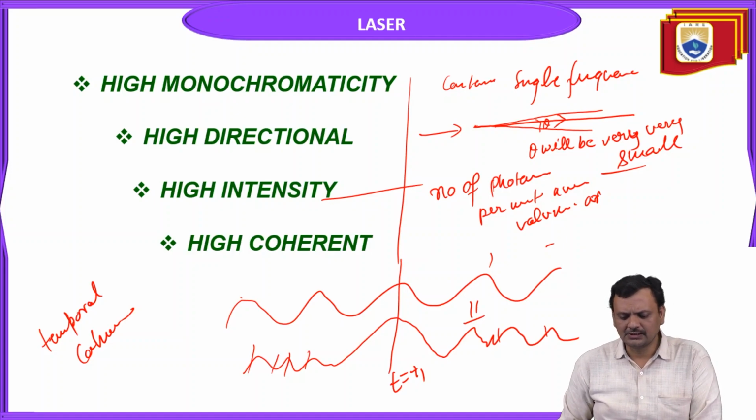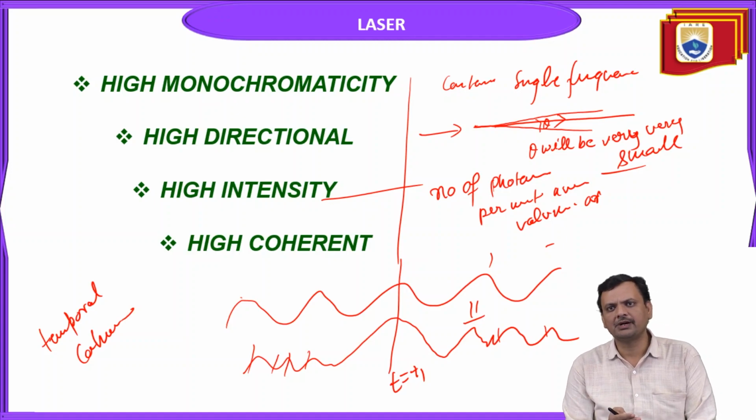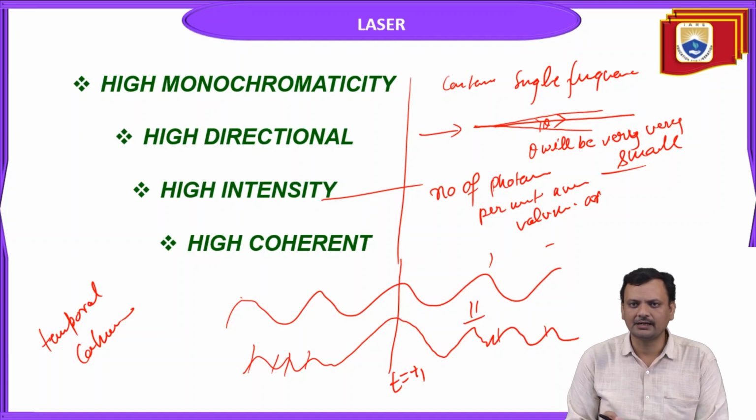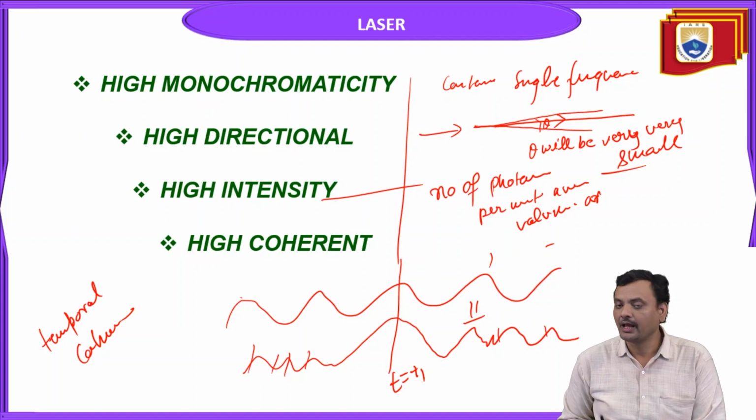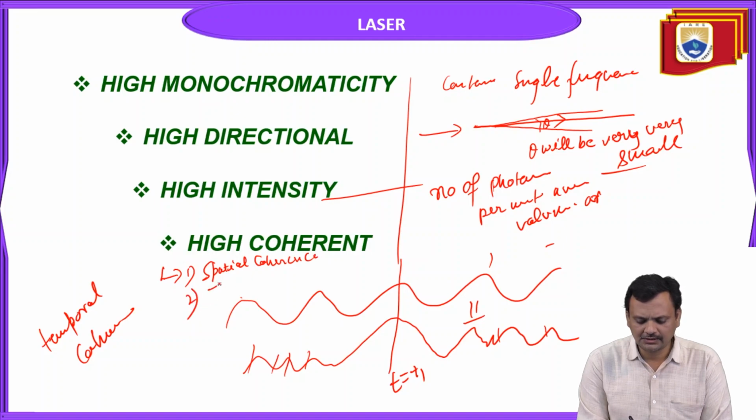So if the laser is produced, that laser's light will follow such features: high monochromaticity, high directionality, high intensity, and high coherence. And there are two types of coherence. First is spatial coherence, and the second one is temporal coherence.